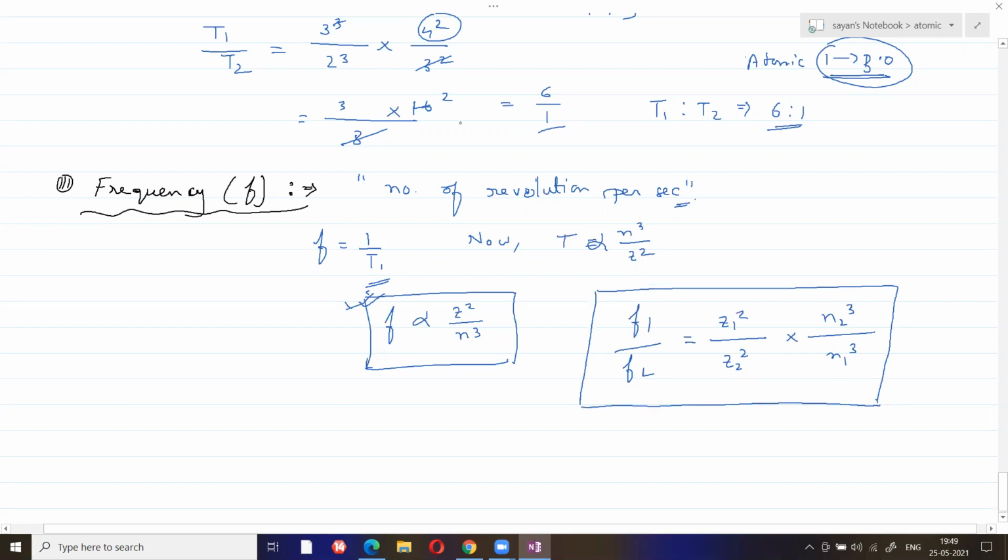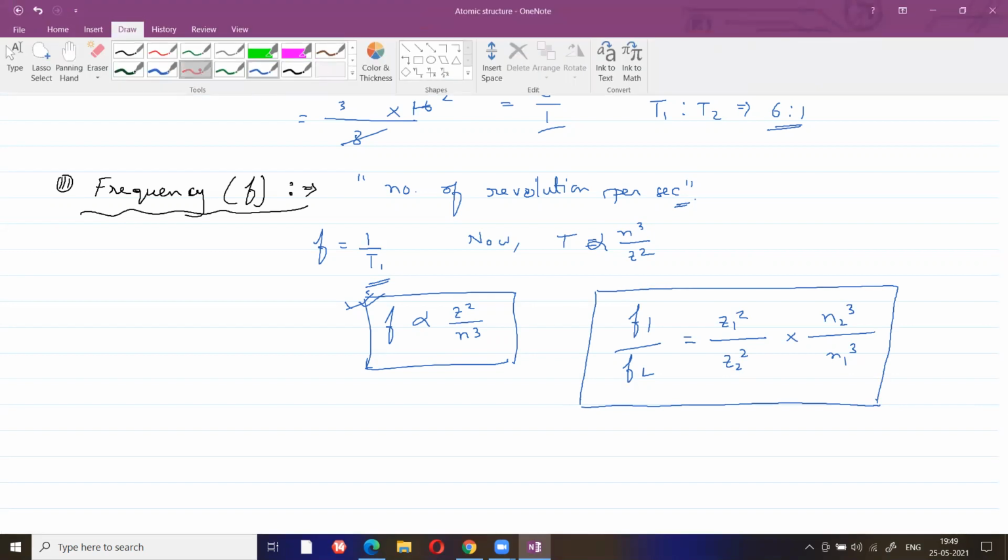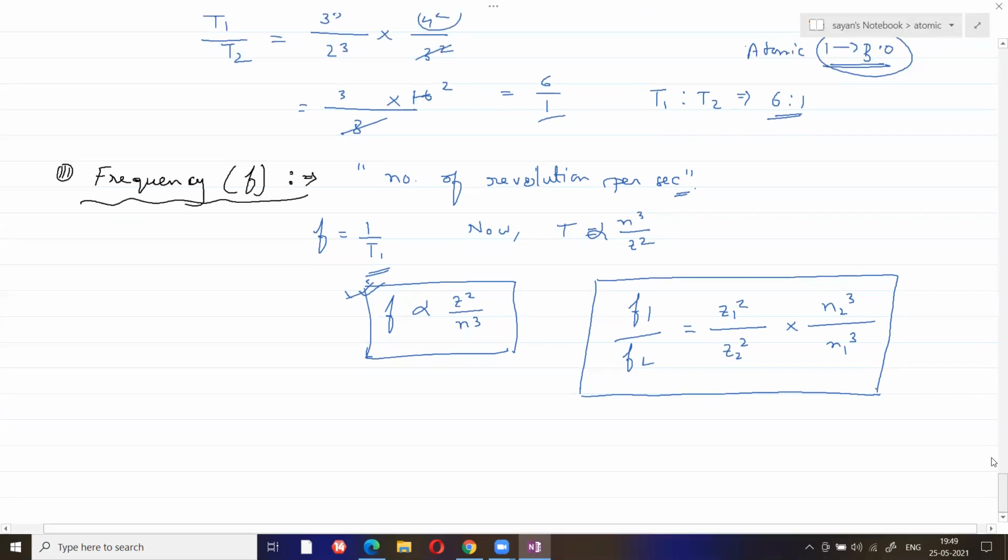Okay, is it clear? Now what are the formulas? If you go through the formulas, first, Rn, that means radius, is proportional to n squared by z. Next, Vn is proportional to z by n. Next, time is proportional to n cubed by z squared. And f is proportional to z squared by n cubed.